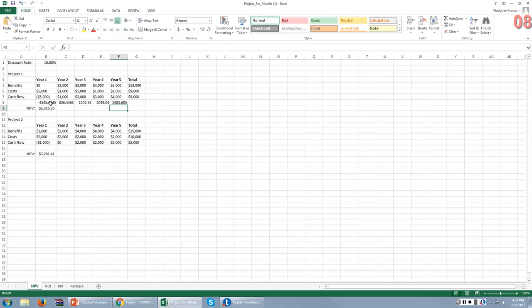So here you have those discounted cash flows. If you add them all up using the sum function, you'll see that this amount, after rounding, is $2,316.35. It's exactly the same as this amount. So that's how the net present value formula works.